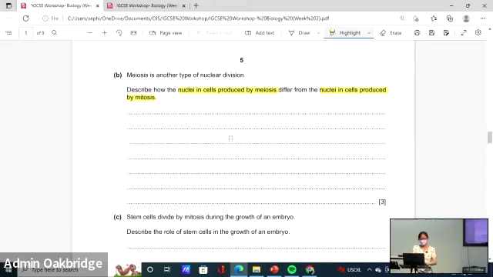Did you take care? What does the question ask? They're not asking you what is produced at the end of mitosis or meiosis. They're asking you how the nucleus in the daughter cells at the end differs from the nucleus from the mitosis one. Just talk about the nucleus only.